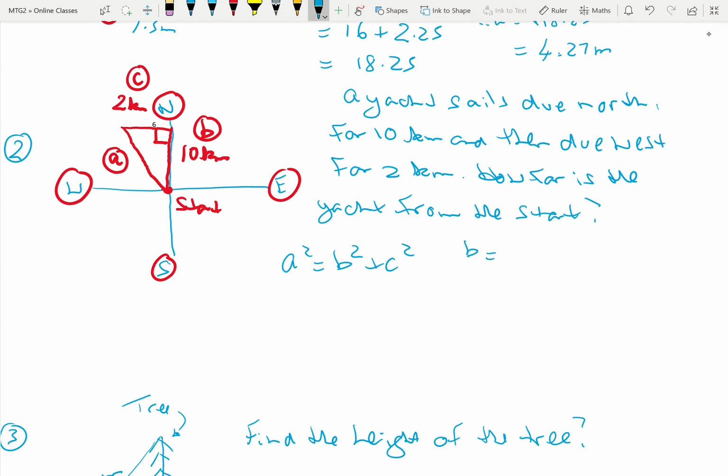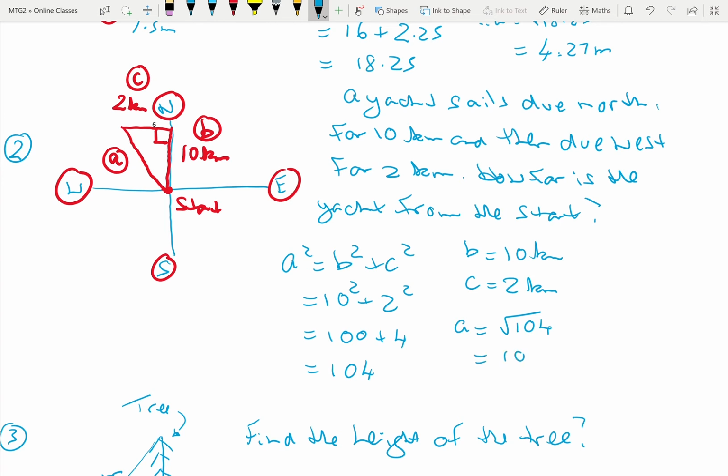My B is equal to 10 kilometres. My C is equal to 2 kilometres. So I now substitute that in my formula. So I end up with 10 squared plus 2 squared. So I've got 100 plus 4. Add those together, I get 104. So to finish it off, I have to take the square root of both sides. So A is the square root of 104, which comes out to be 10.20 kilometres.